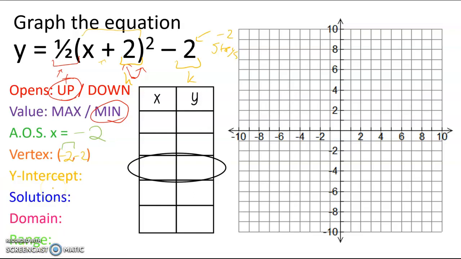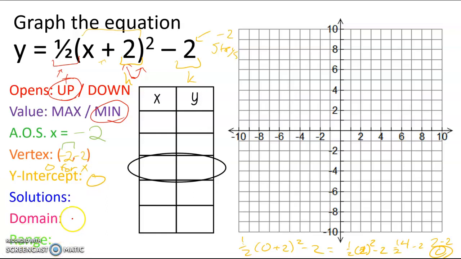Y-intercept, again, we're going to plug in 0 for x. So I'm going to go over here and do that. I got 1/2, and then it's going to turn to 0 plus 2 squared minus 2. And if we simplify that down, that's going to give me 2 squared minus 2, which equals 4 times 1/2 minus 2, which technically is 2 minus 2, which is 0. Okay, so my y-intercept is 0.